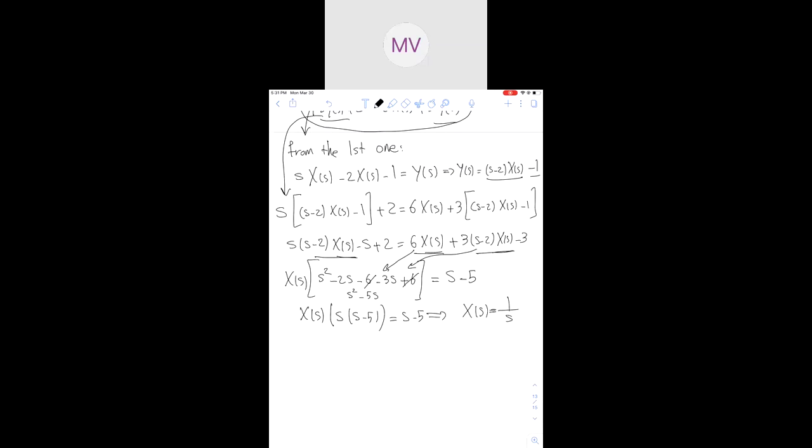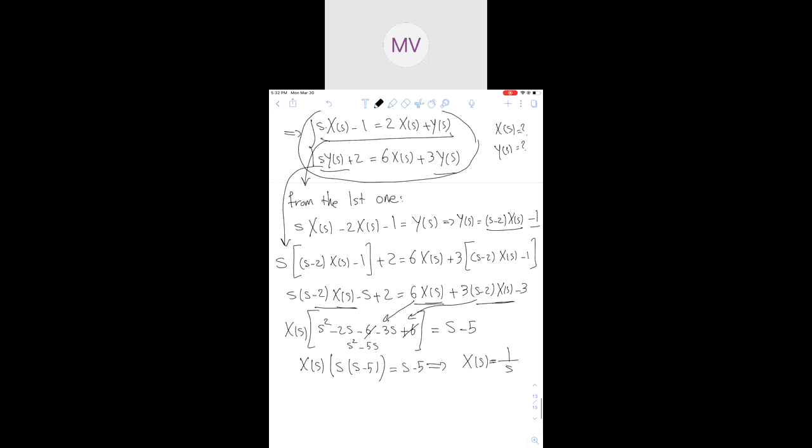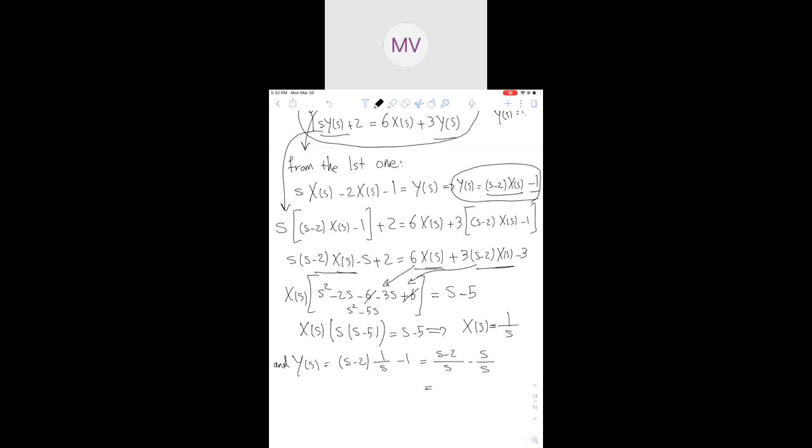Okay. Now that we have x of s, I can plug it here and find y of s. So y of s equals s minus 2 times 1 over s minus 1. Let's do that algebra. So it's going to be s minus 2 over s minus s over s, and that becomes what? Negative 2 over s.